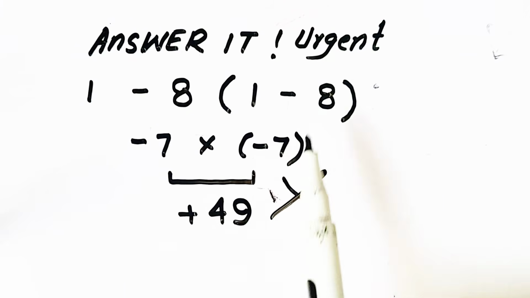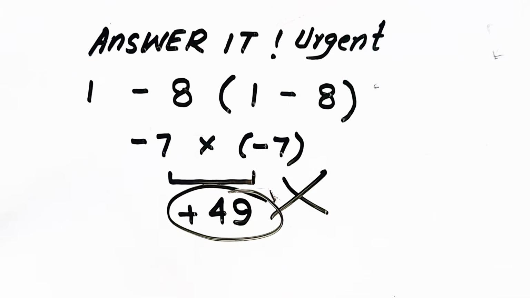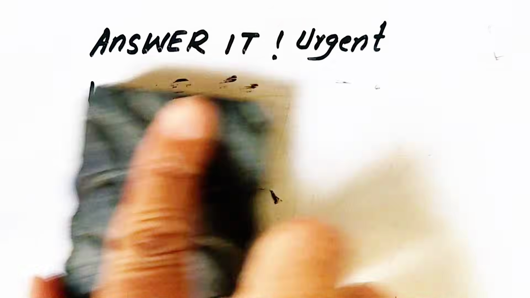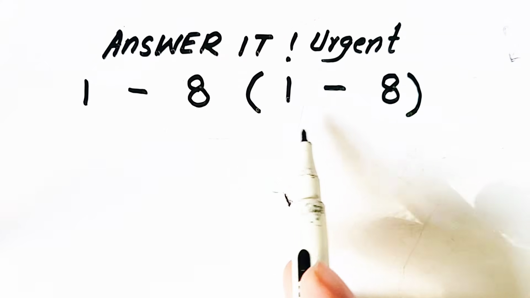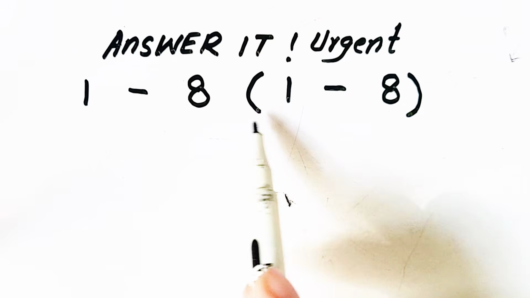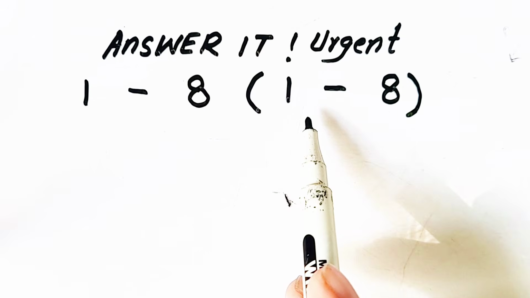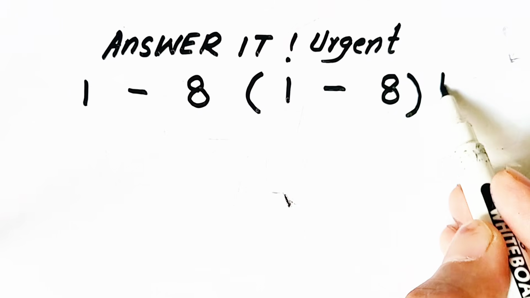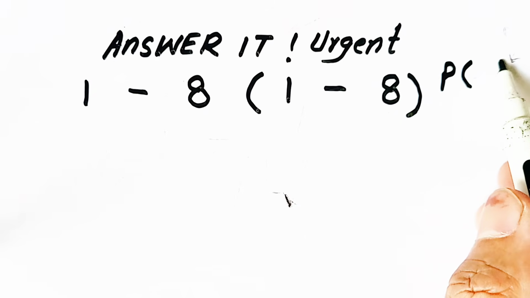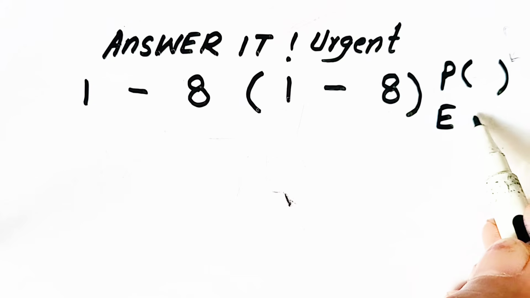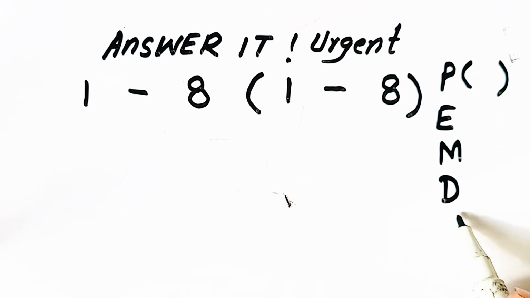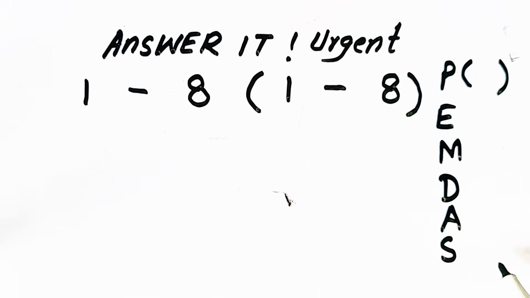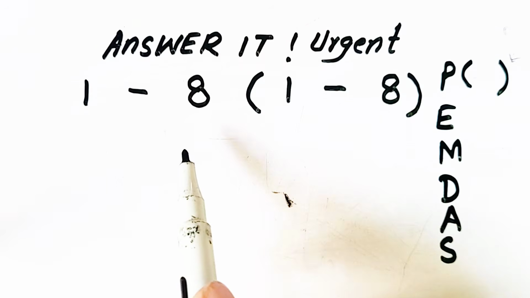I will tell the reason why 49 is incorrect. Let us solve this question again according to the correct way, the correct order of operations. PEMDAS: parenthesis means bracket, exponent means power, M for multiplication, D for division, then addition and subtraction. So follow this order to get this question correctly.